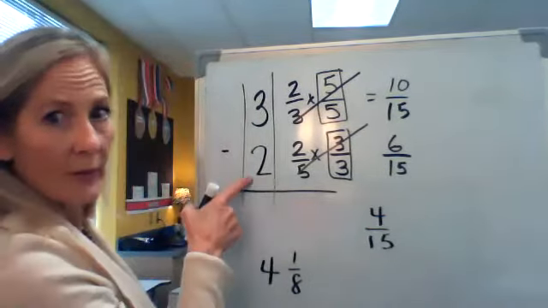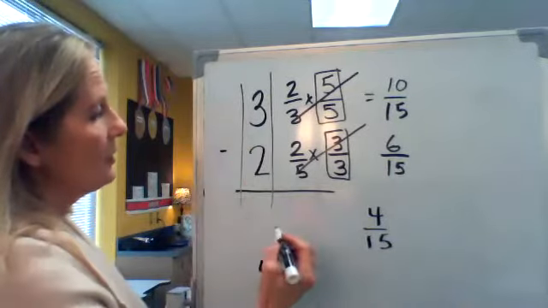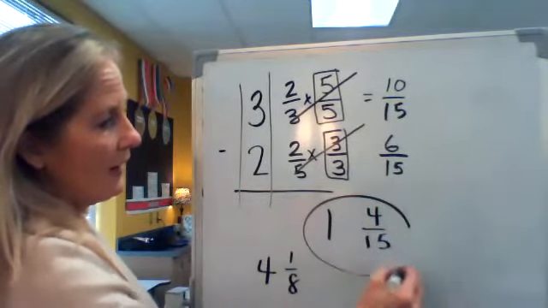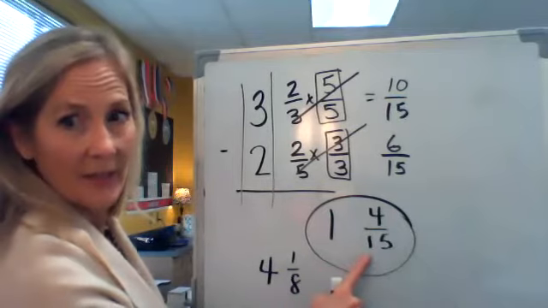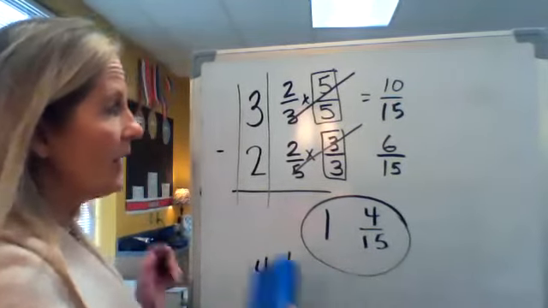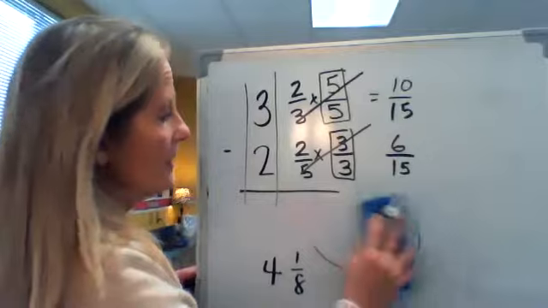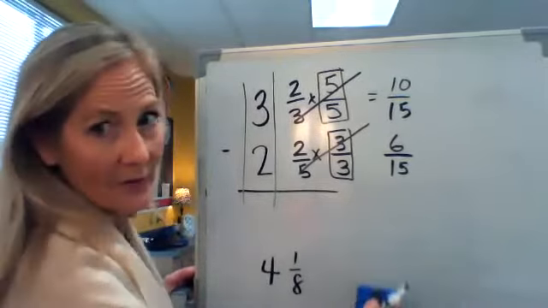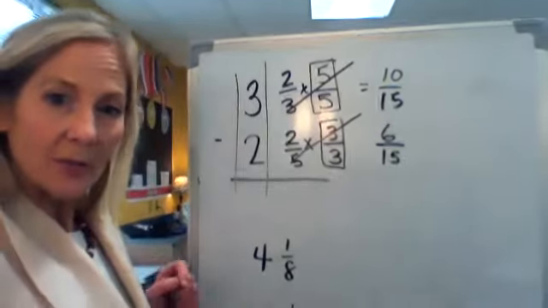Now I come to the whole number part. 3 wholes, take away 2 wholes, leaves me with 1 whole. The final answer is 1 4/15. So we had to make common denominators, and then it was smooth sailing from there. Let's go to this next one.